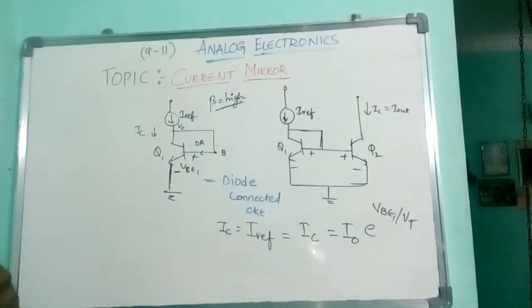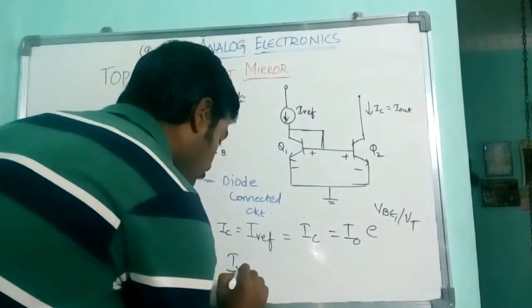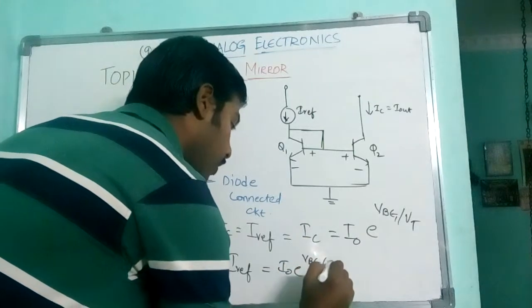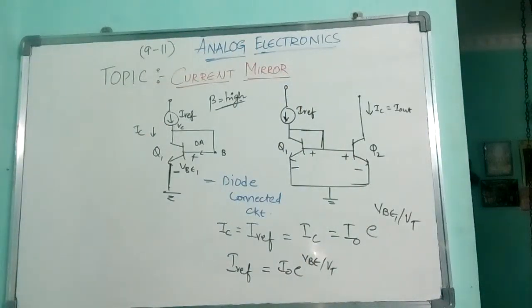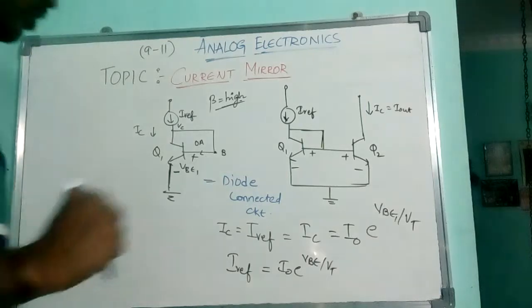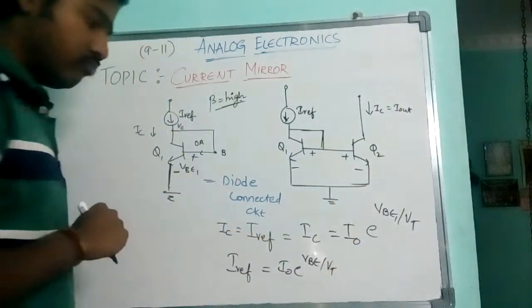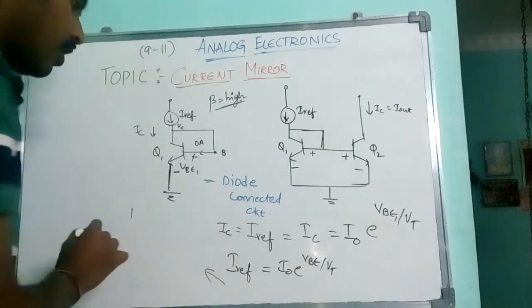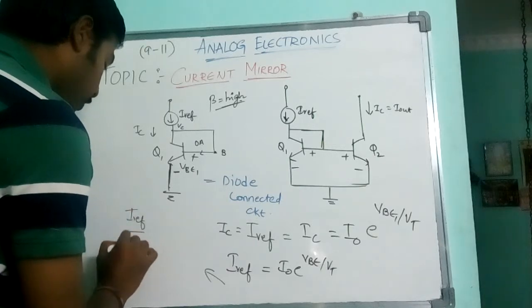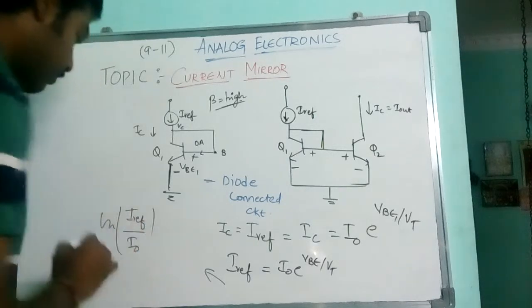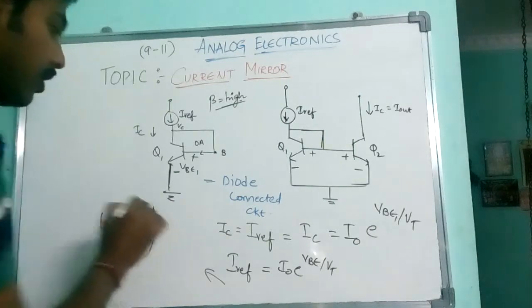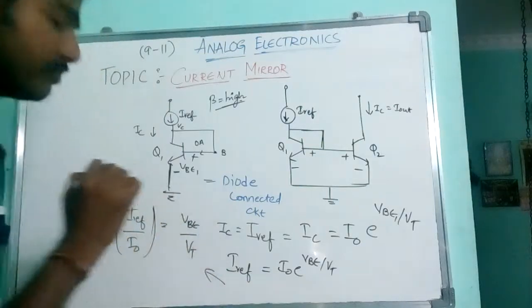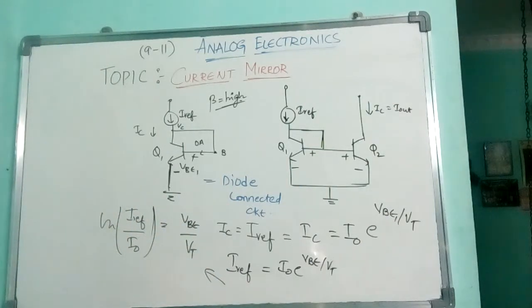Am I right? So here I reference is I naught e power VBE by VT. I naught is the reverse saturation current, not the output current. Please remember. So in order to get my VBE by VT, what should I do? Apply logarithm on both the sides. What happens? When I apply logarithm on both the sides, I get log of I reference by I naught equal to, when I apply log for e power, VBE by VT. I got it? This is the first one.